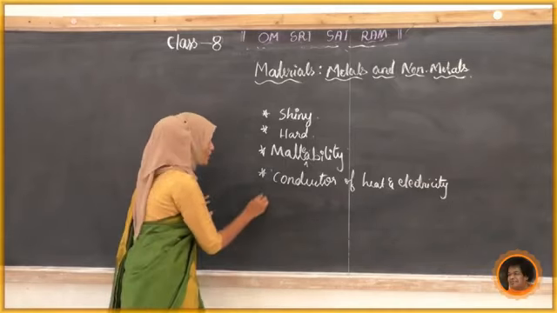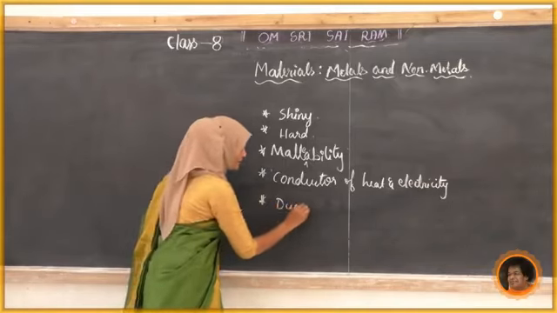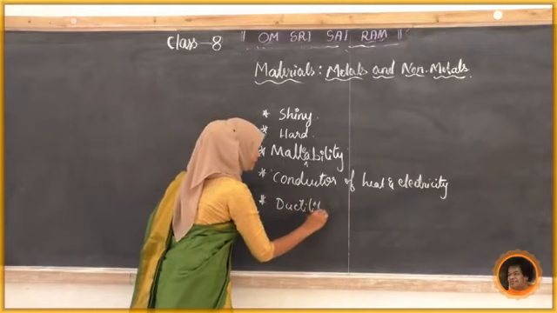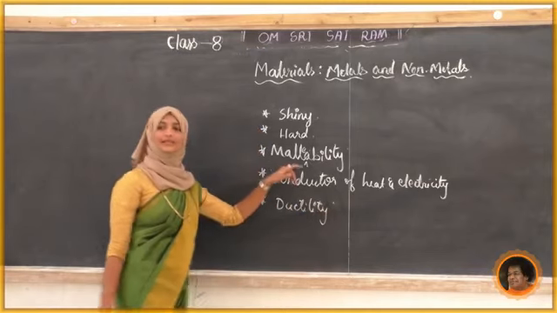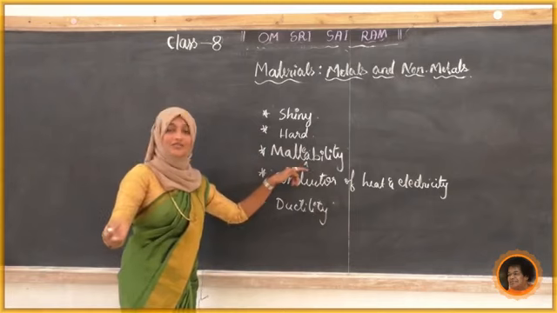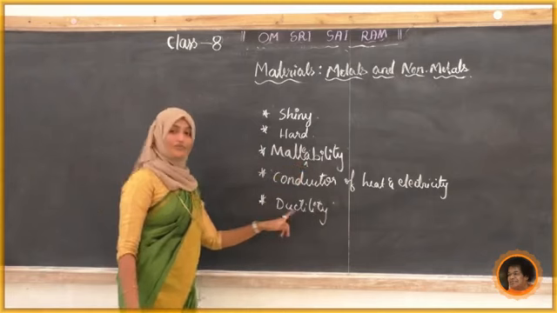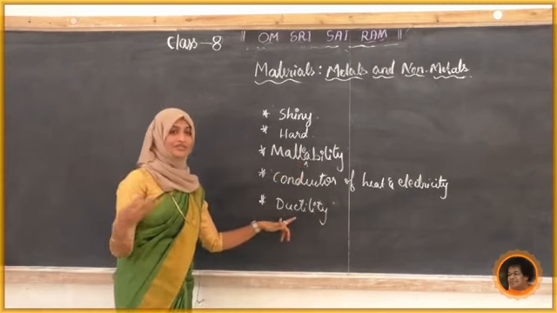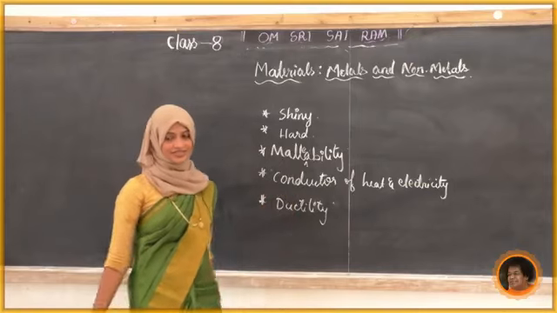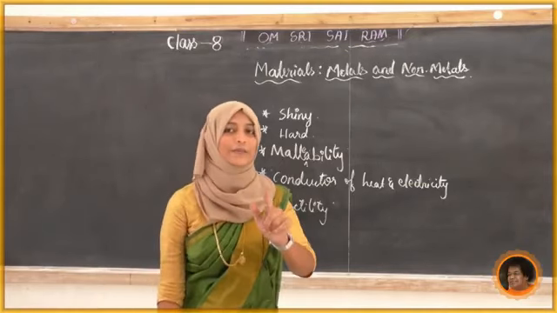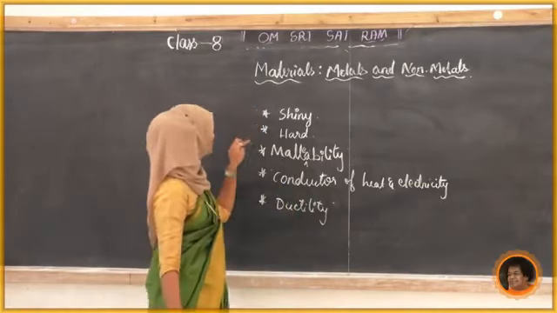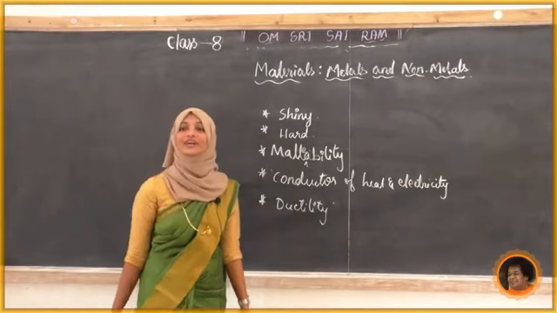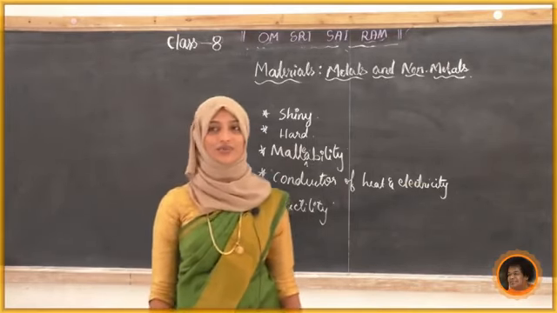So write down one more point: ductility. Malleability means we can draw into sheets. Here we can draw into wires. Come to know? Now how many points we got? 1, 2, 3, 4, 5 different physical properties we come to know.